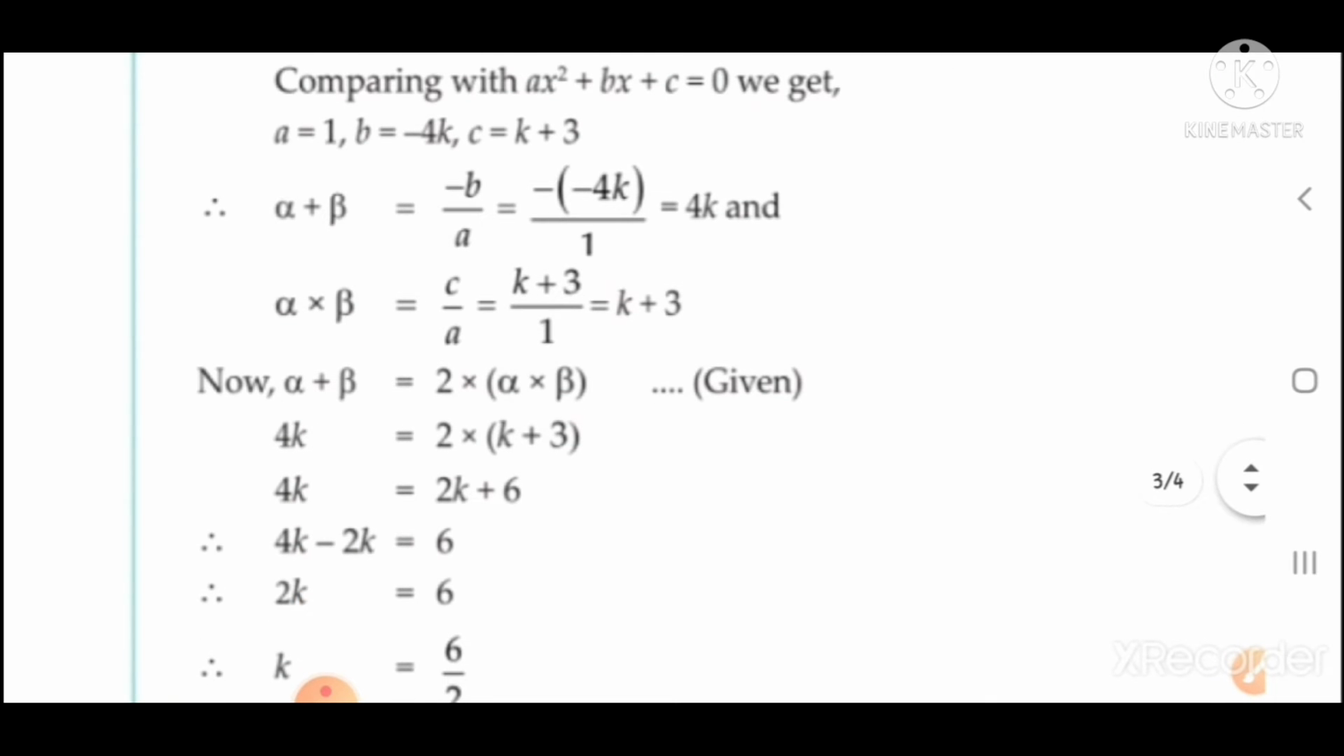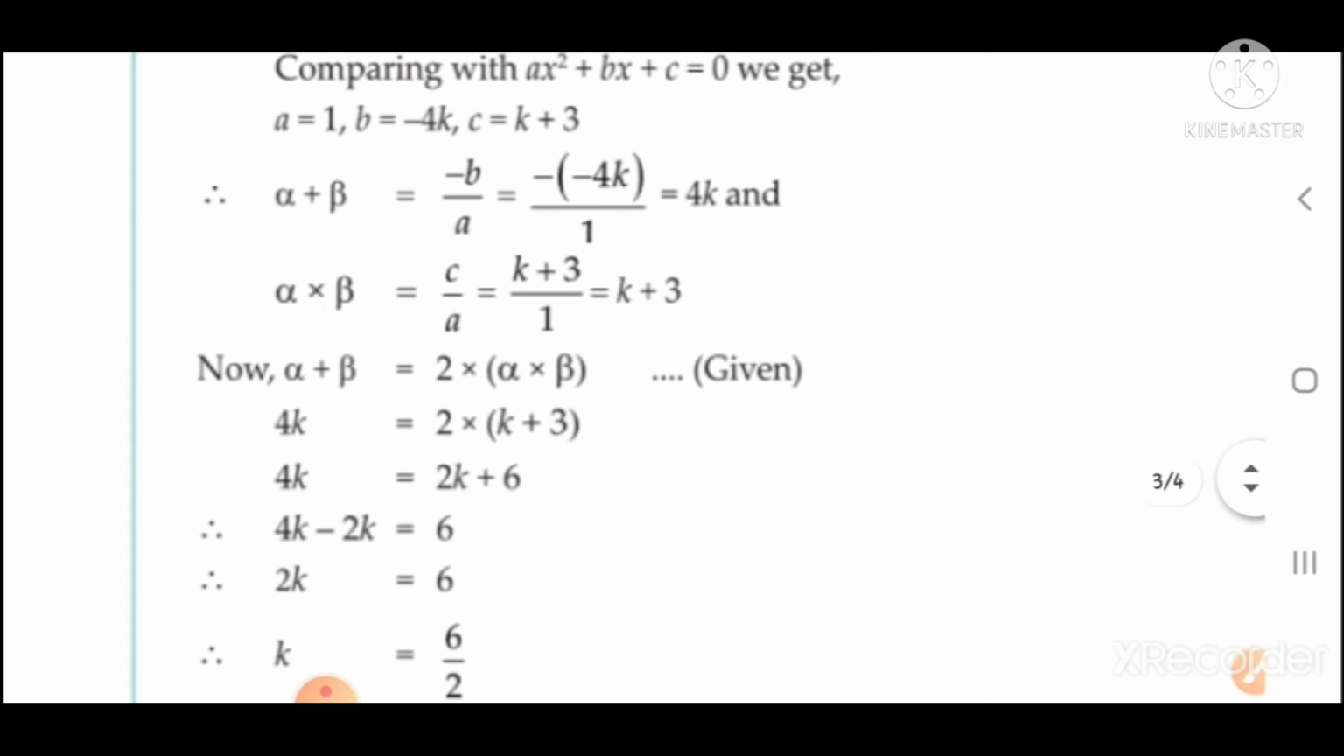So I got the condition alpha plus beta is equal to 2 into alpha into beta. I hope it is clear how it came. It is given. So now the rest you have to just substitute the values. Alpha plus beta is what? 4k. 2 into alpha into beta is what? k plus 3. I have substituted here.